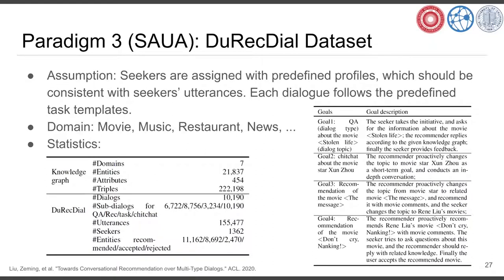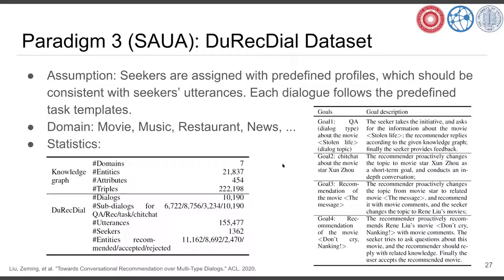And they will first assign these to the seekers, and since this data set is also generated by crowd-sourced workers, and the seeker is assigned some predefined profile to express their preference, the utterances generated by these seekers should be consistent with their predefined profiles. And for each dialogue or each utterance, they will follow some predefined task templates. For example, on the right figure, you can see the first template, goal one, it's a QA. That means the seeker can take initiative by asking questions or asking for information about a certain movie from the system.